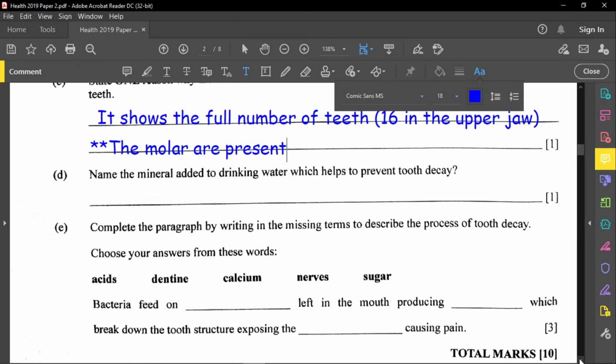For question part D, it said name the mineral added to drinking water which helps to prevent tooth decay, and this is fluoride.